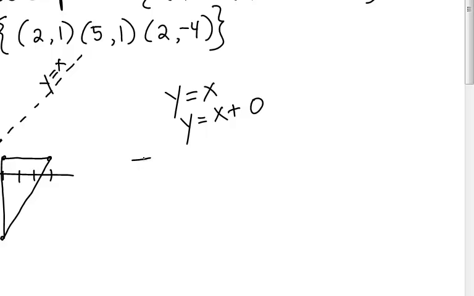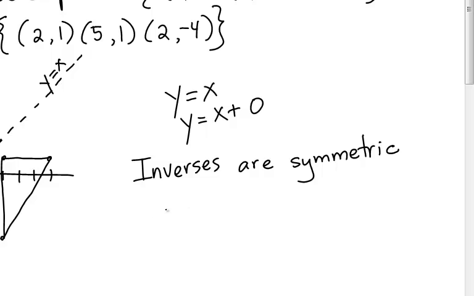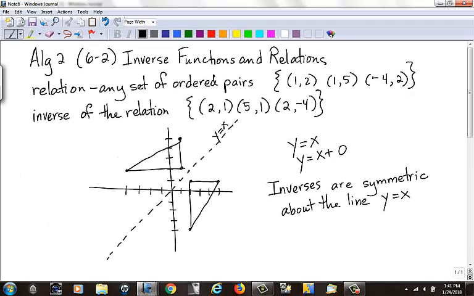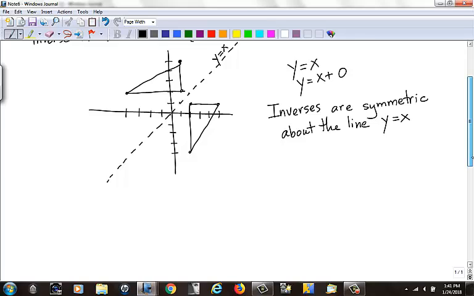So out at the side, put: inverses are symmetric about the line y equals x. Okay, that's how visually you tell whether or not it's an inverse.